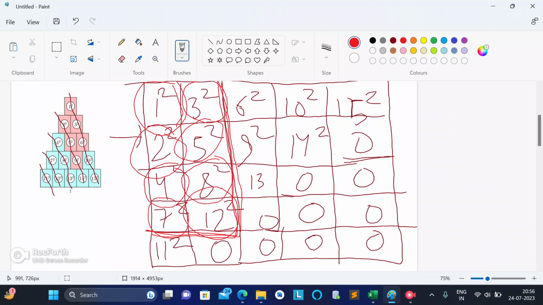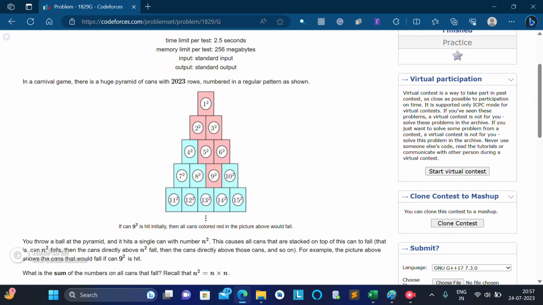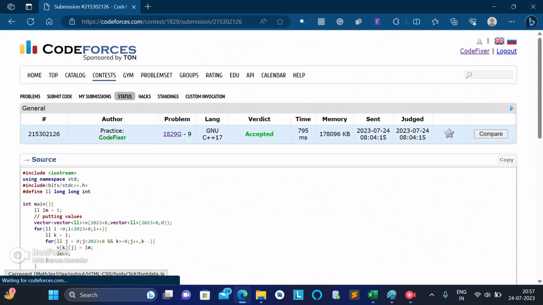So with this, we can come across the idea of 2D prefix sum. It means if 12 square breaks down, we have to find the sum of all the numbers which are above 12 square and which are to the left of 12 square in the grid. So we can see all the numbers here which are above 12 square and left of 12 square, which will break down when we hit 12. So with this we came to the conclusion that we have to use the idea of prefix sum. So how will we apply the concept of prefix sum here? With this I directly jump to the code.